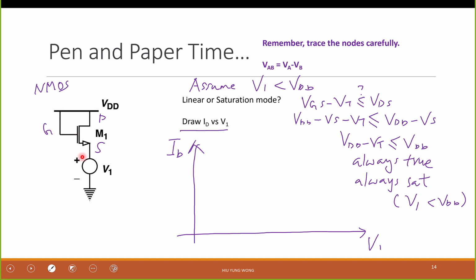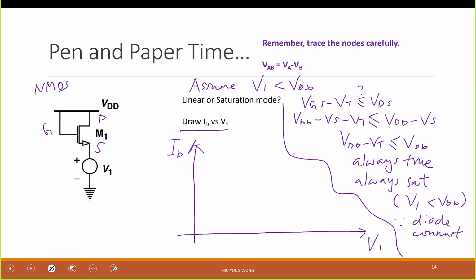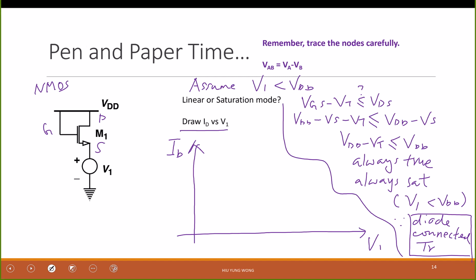And you will find that it's always true because the gate is connected to the drain. We will learn again later, but this is always true because this is a so-called diode-connected transistor. The way it is connected makes it behave like a diode. This is a diode-connected transistor. We will study it again later. Is that okay? Okay, so with this, then I know what equation to use.